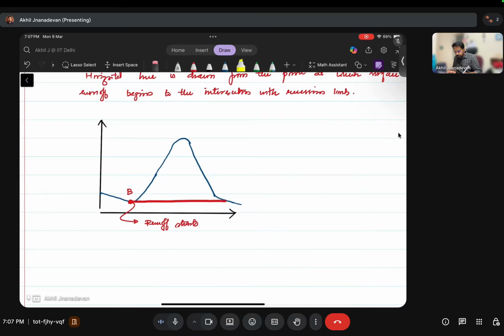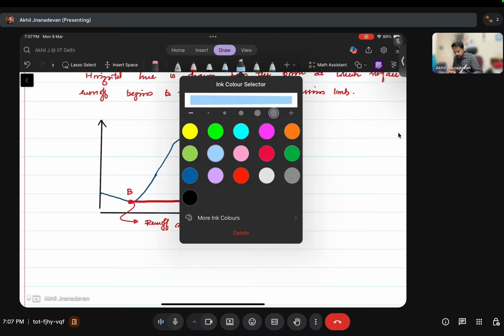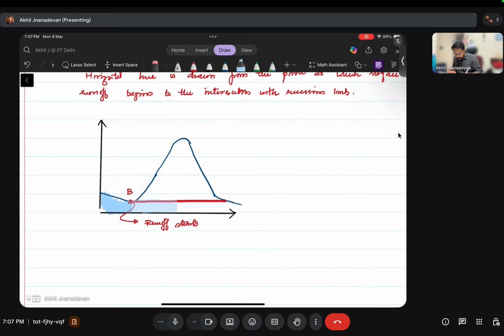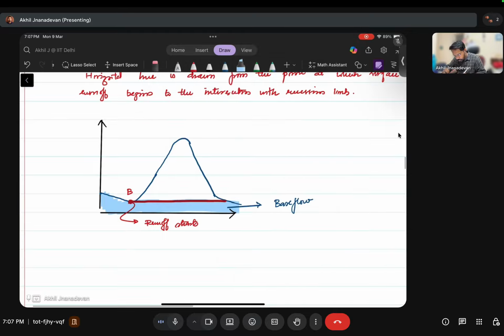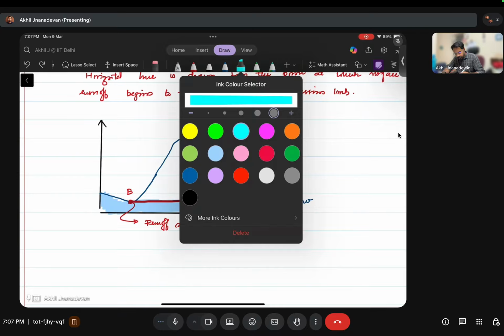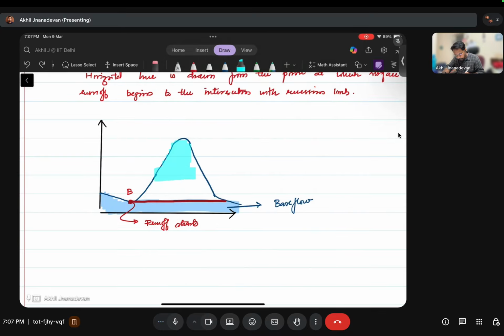Whatever water is there below this, this particular amount of water will be taken as the contribution by base flow, and whatever volume is left here, this will be DRH.